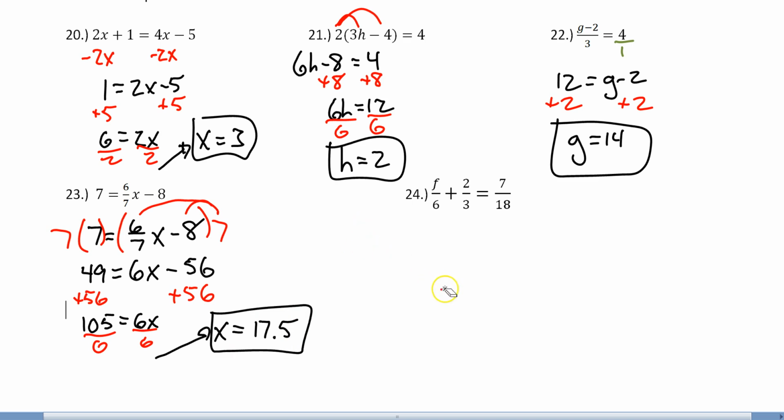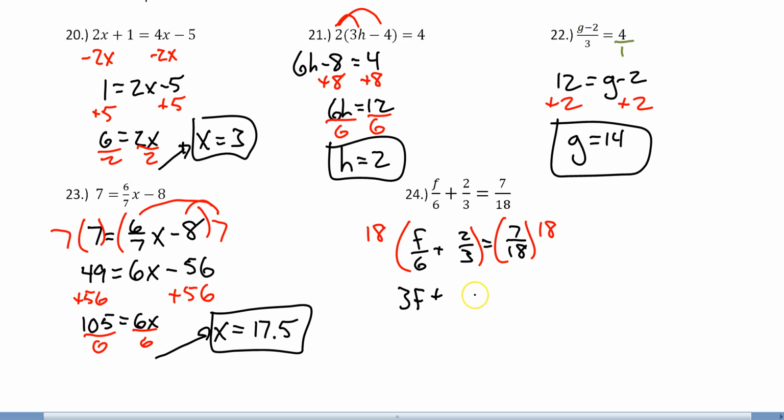Okay. The next one, same kind of thing. If I rewrite this to give myself just a little bit of space here, the common denominator between the 6, the 3, and the 18 is an 18, so I'm going to multiply everything by an 18. I multiply this side by 18. I multiply this side by 18. And now it's just my distributive property. So here I distribute. That gives me a 3f. Here, when I multiply 18 times the 2/3, that gives me a 12. And here, when I multiply, I get a 7. And now from here, I just finish solving this thing.